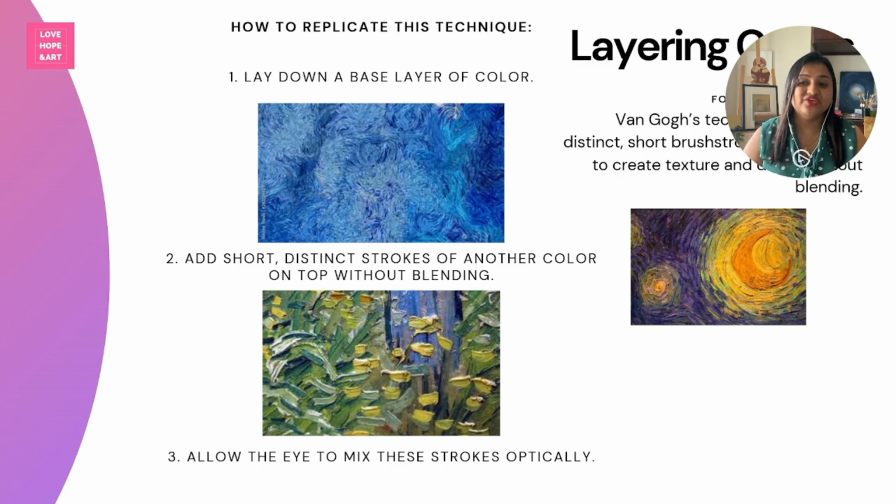Now, he used layering of colors to create depth and texture. Van Gogh's technique of layering distinct short brush strokes allowed him to create texture and depth without blending. So how can we replicate that technique? First, you lay down a base color, and next you add short distinct strokes of another color on top without blending. Here we can see that on top of blue we have added short strokes of green and yellow, thick textured strokes. This allows the eye to mix these strokes optically to create a beautiful depth and layering in your artwork.